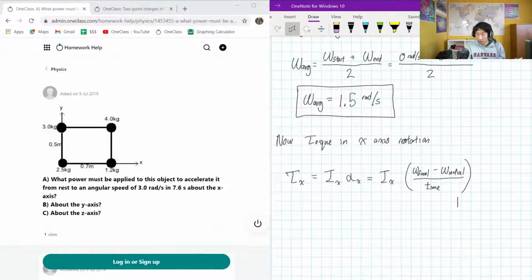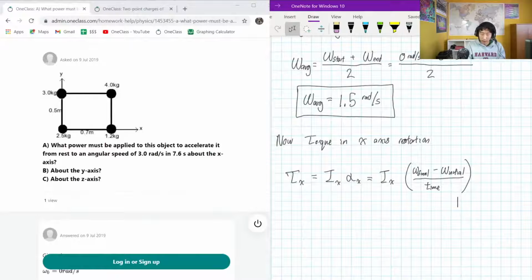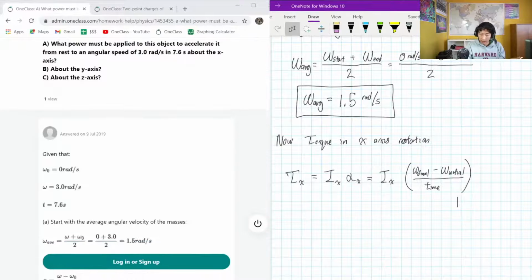Because we're going to assume that the 2.5 and the 1.2 down here are perfectly on the line of the x-axis and they don't protrude outwards at all, they're not going to cause any increase to the moment of inertia of the system. Okay, so it's only going to be the 3 and the 4 kilograms that are relevant to this.